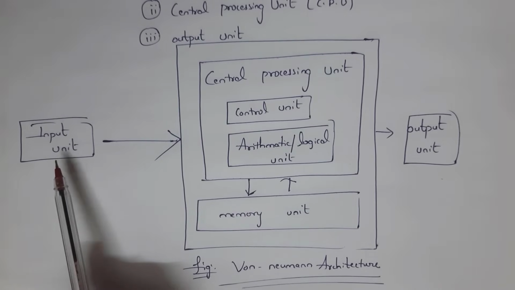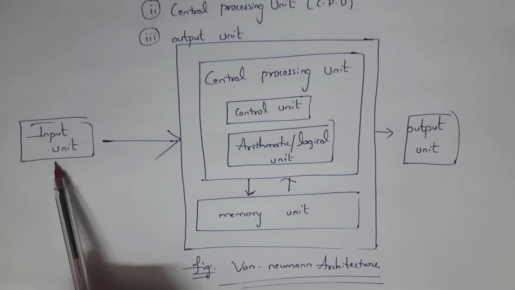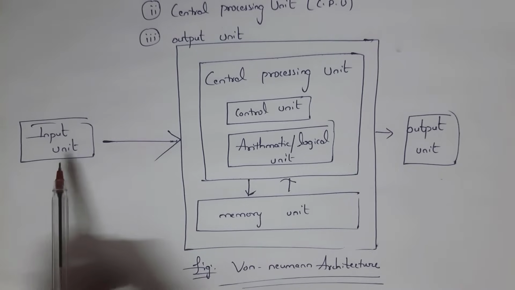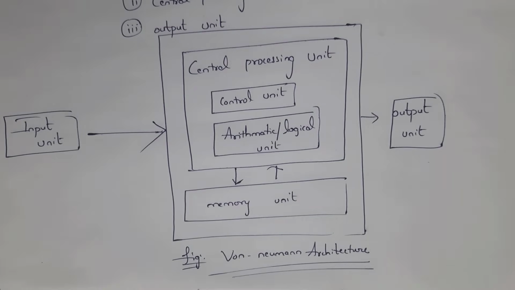First one is input unit. This input unit contains input devices such as keyboard, mouse, and so on. By using these input devices, we can enter input, and this input unit establishes connection between user and system. Next one is CPU.